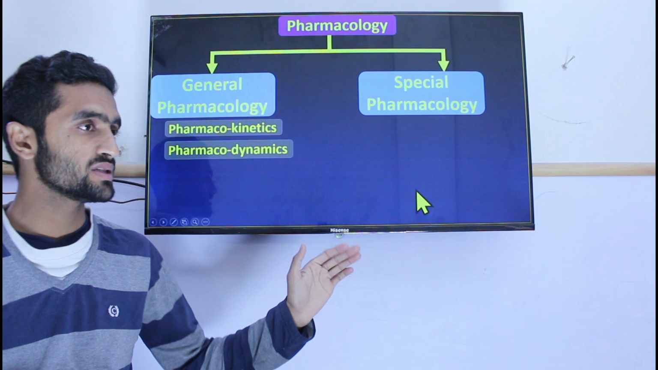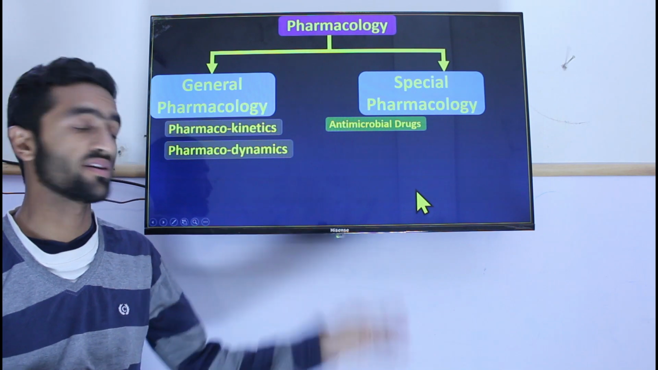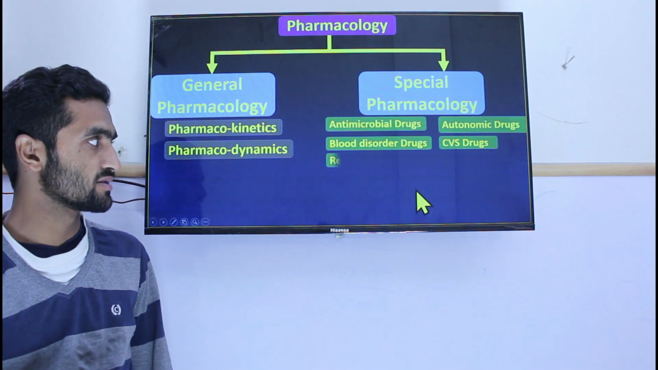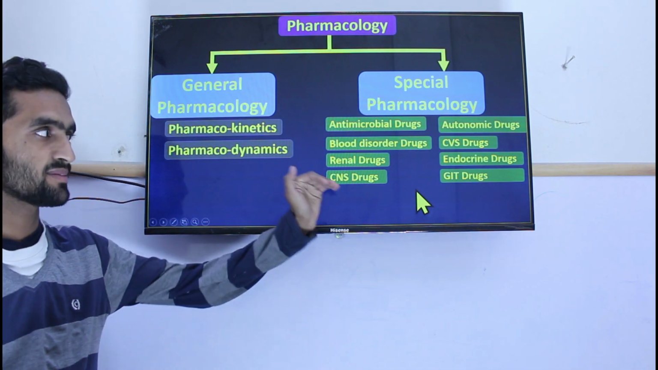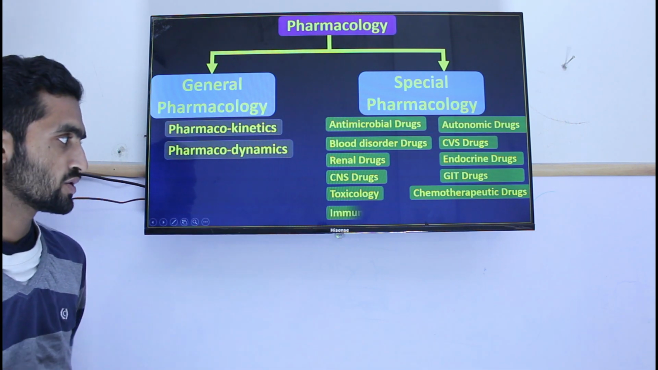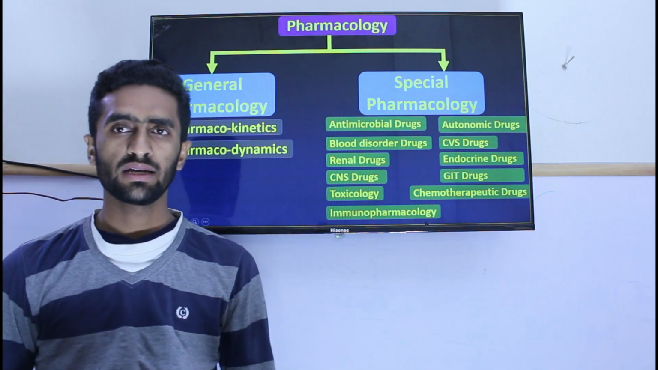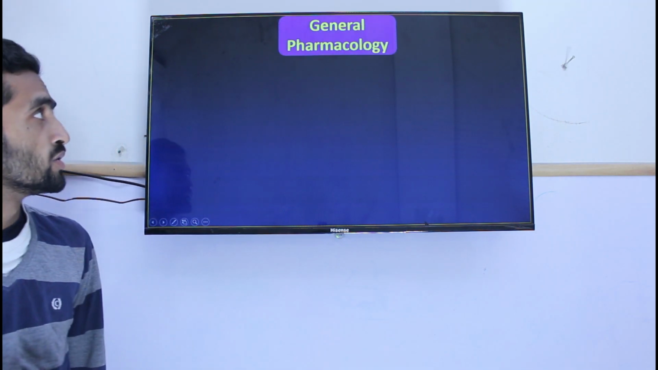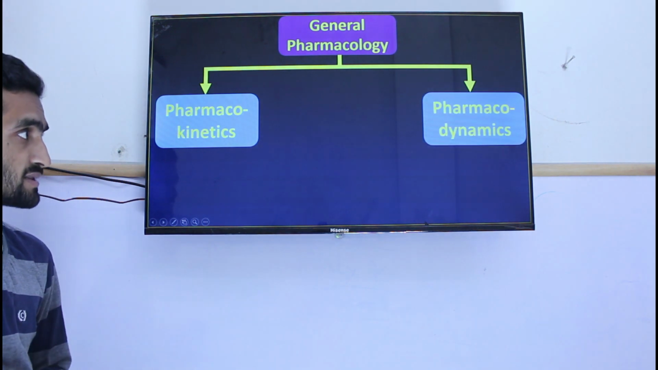Special pharmacology means we study all these things system by system. For example, we study antimicrobial drugs, autonomic drugs, blood disorder drugs, renal, endocrine, CNS drugs. These are all different chapters in your pharmacology. Then toxicology, chemotherapeutic drugs, immunopharmacology. First we cover general pharmacology, which I think is most important before we start special pharmacology. General pharmacology has two parts, pharmacokinetics and pharmacodynamics.